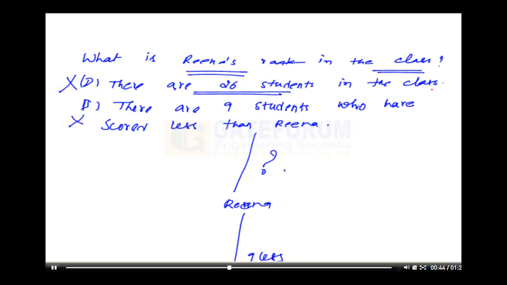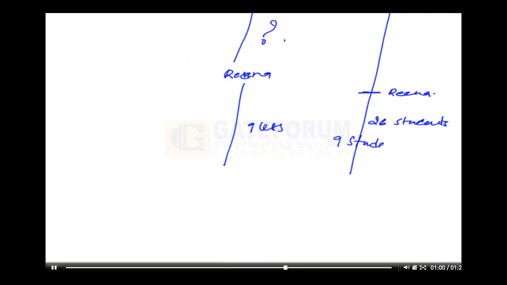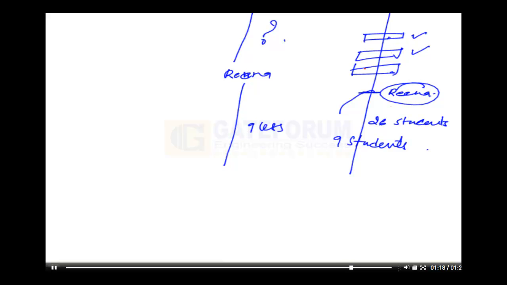Now let us combine both the statements. There are totally 26 students in the class, and after Reena there are only 9 students. So definitely we can find the rank of Reena. But the problem is, if 2 students will secure the same rank, then the rank of Reena will go up. If 3 students will secure the same rank, then again it will change, and so on. So the rank of Reena is not constant here.